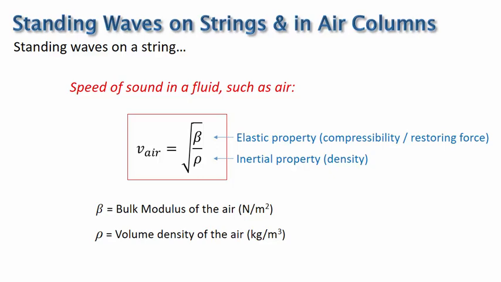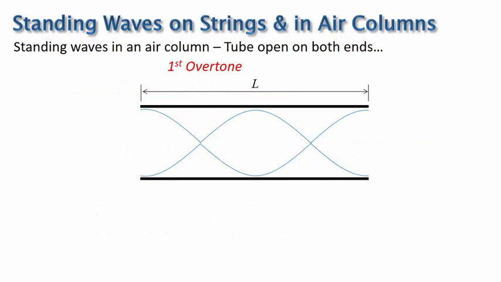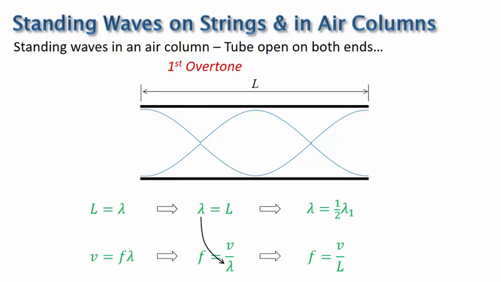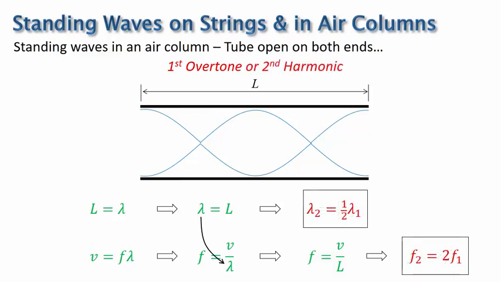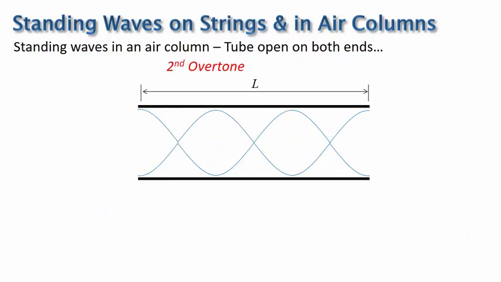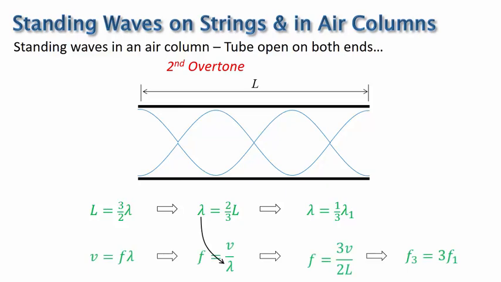Now let's derive the equations for wavelength and frequency of the first overtone. L this time is a full wavelength, so the wavelength is equal to L, which is half of the fundamental wavelength. And then the frequency, derived in the usual way, is V over L, which is twice the fundamental frequency. So we refer to this as the second harmonic. And then for the second overtone, the wavelength is 2/3 L, or 1/3 of the fundamental wavelength. And the frequency is 3V over 2L, or 3 times the fundamental. So we refer to this resonant frequency as the third harmonic.